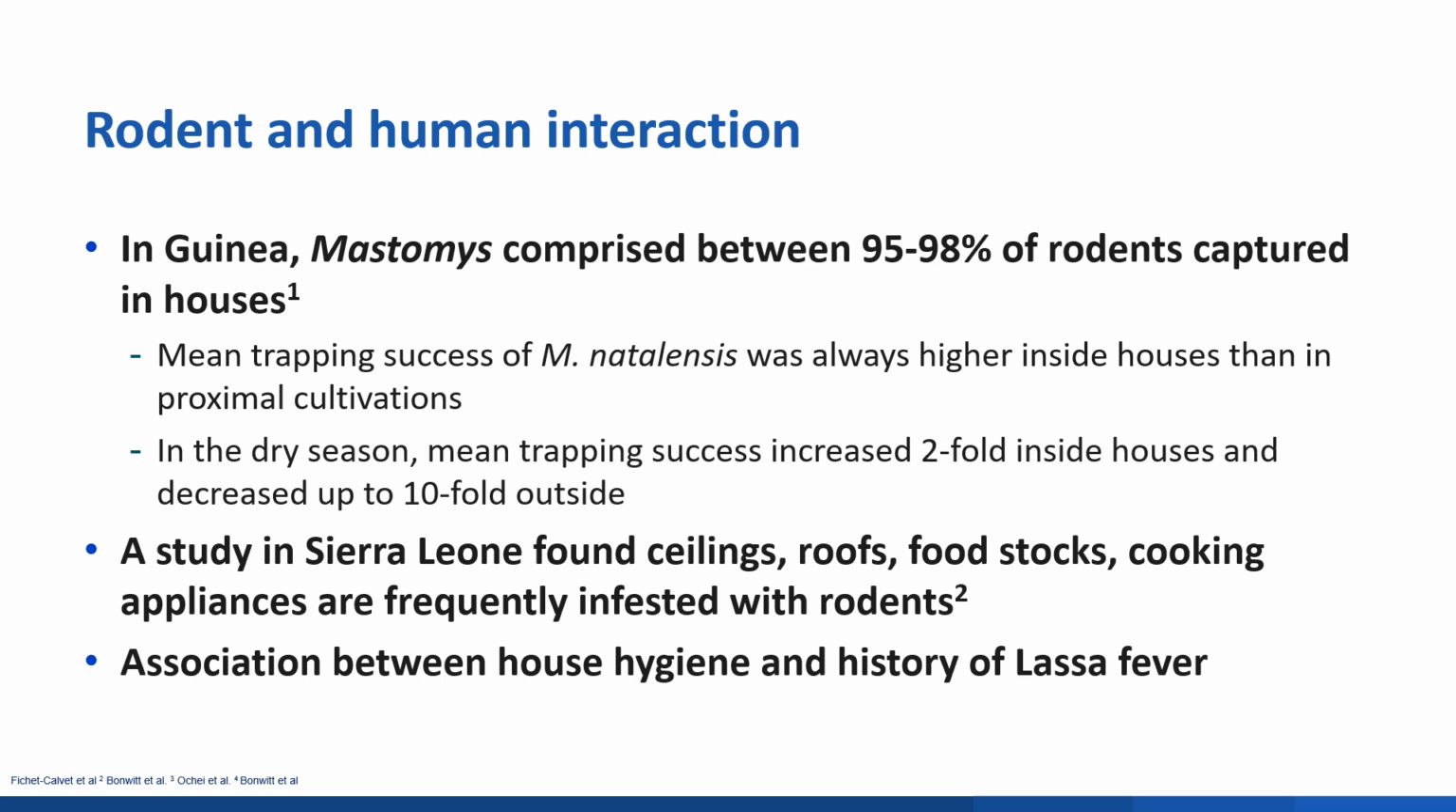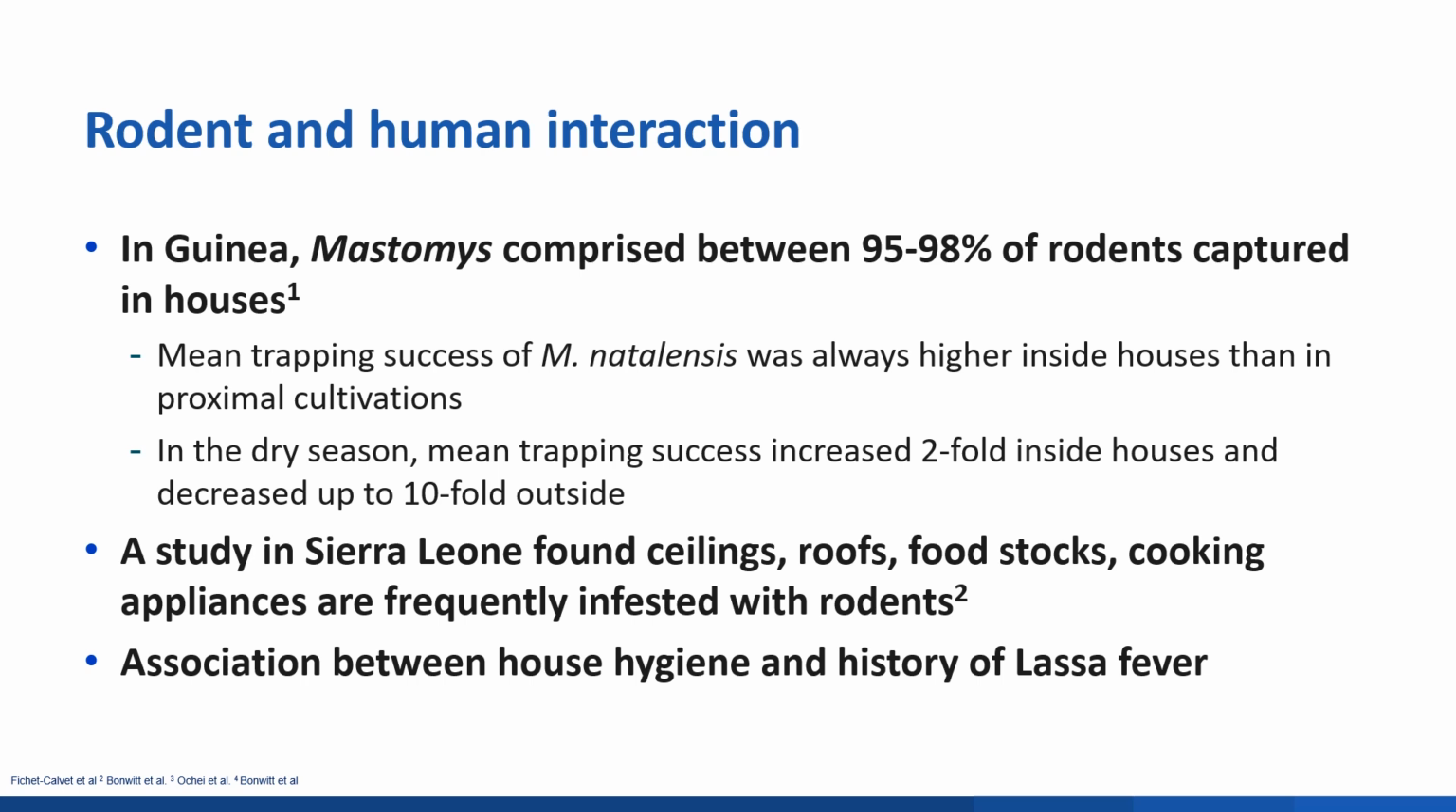In one study in Guinea, Mastomys comprised from 95 to 98% of rodents captured inside homes. The same study found that the mean trapping success of Mastomys was always higher inside houses than in proximal cultivation. During dry season, mean trapping success increased 2-fold inside homes and decreased up to 10-fold outside homes. Another study in Sierra Leone examined housing characteristics and rodent density, and found that ceilings, roofs, food stocks, and cooking appliances were frequently infested with rodents.